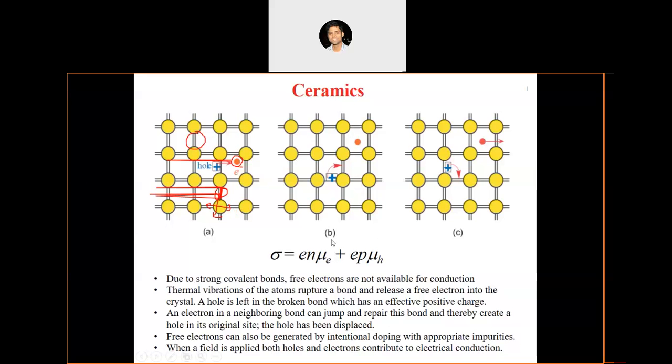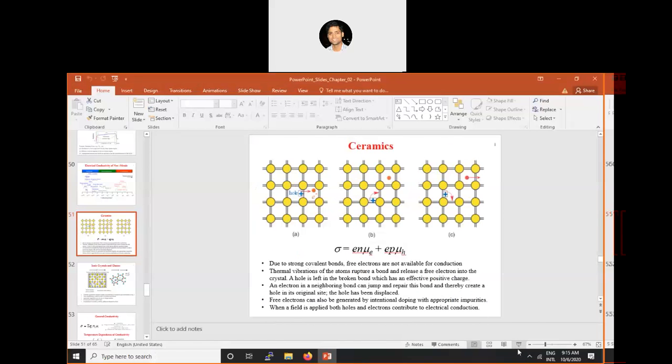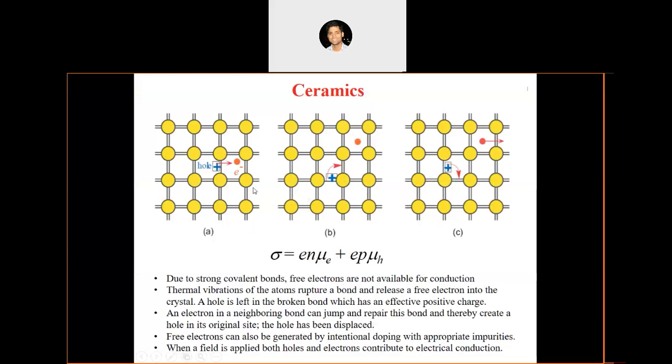Let me just clear this slide a little bit. So when this bond is broken, this electron gets free, and because there will be a lack of electron or lack of charge, a positively charged hole will also be created. So when one bond breaks, there will be generation of an electron as well as a hole, right?